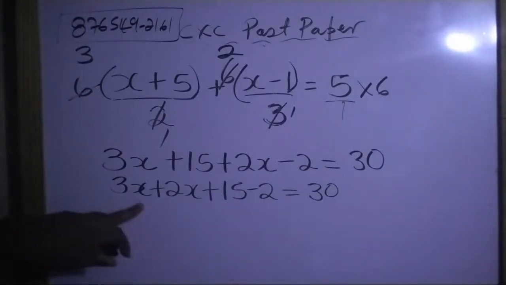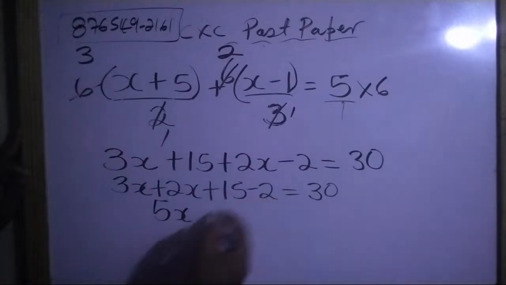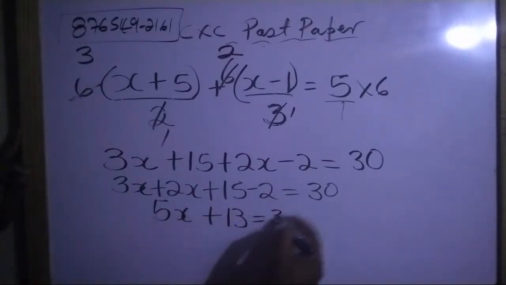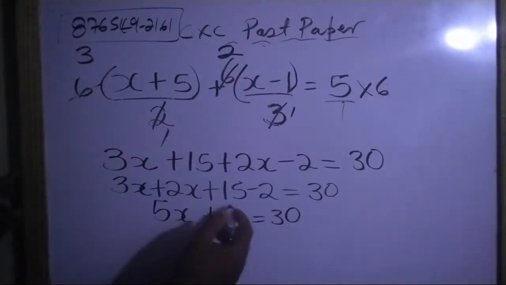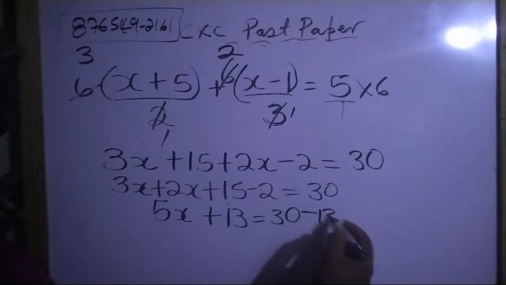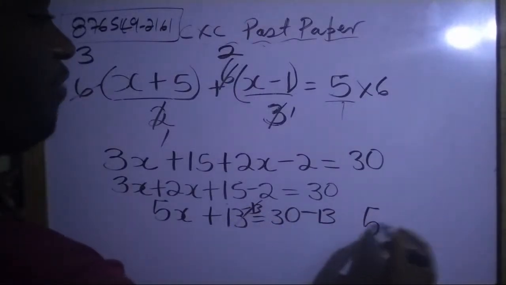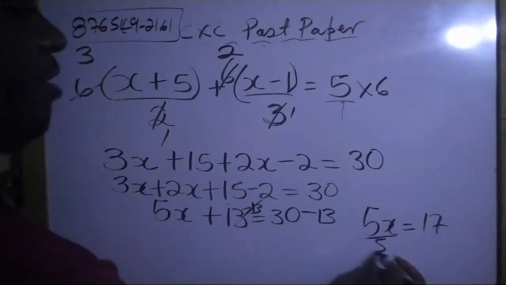Of course, we can add now: 3x plus 2x, that's 5x. 15 take away 2, that's 13. And that equals 30. And we know the rest already. We subtract 13 because this is a plus, so we subtract 13 from both sides. This now will give you 5x equals 17. And then we divide by 5.